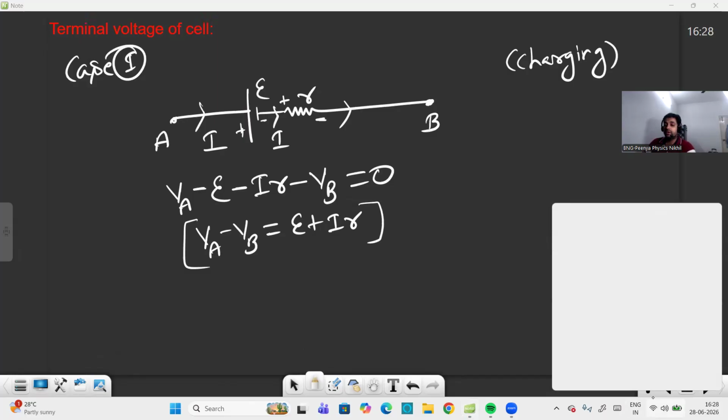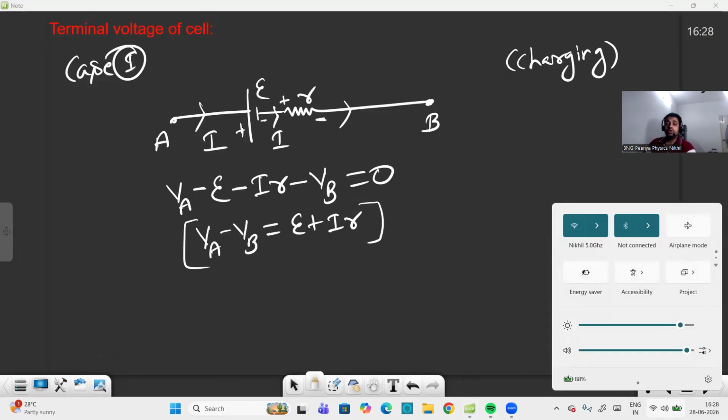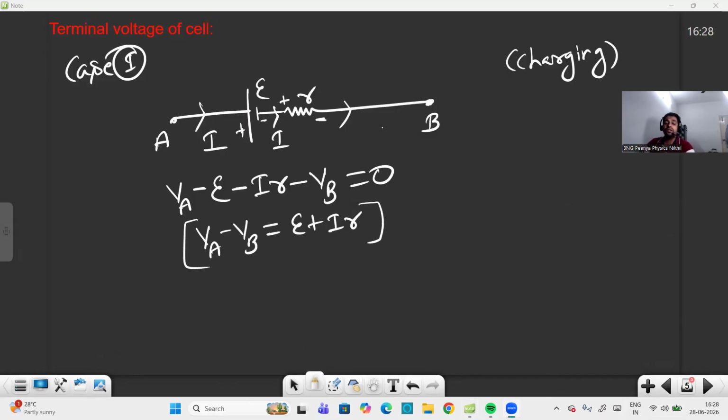Understood? Okay. So here you can say that the potential difference across the cell is more than the EMF of the cell. That's why it is charging. Now case 2. When is the discharging case? Here we take the same condition, only the discharging case.